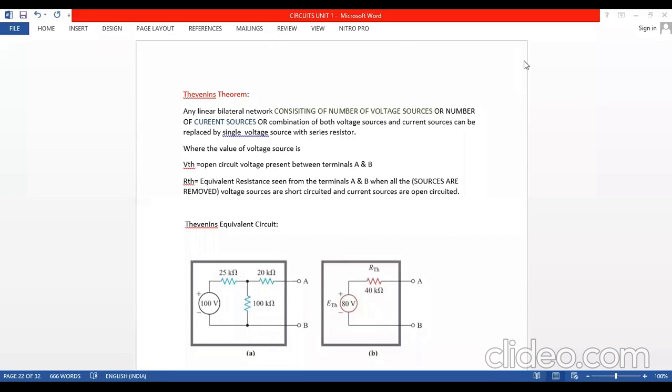Now, so today's class we will take care of Thevenin's theorem, which is very important. In the examination also you will get the question: state and explain Thevenin's theorem. So in simple language, I will tell you what he has mentioned.